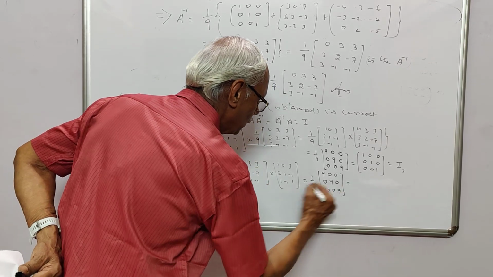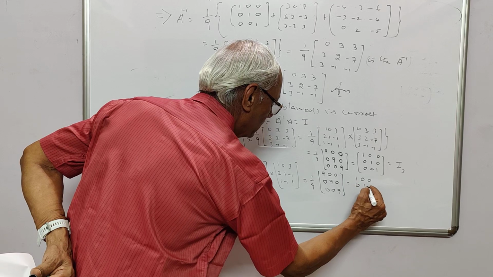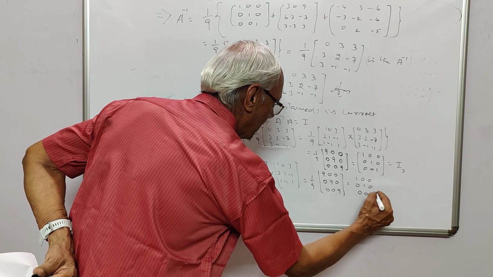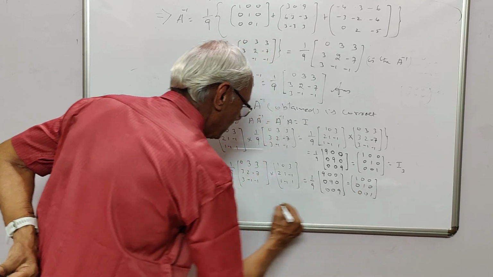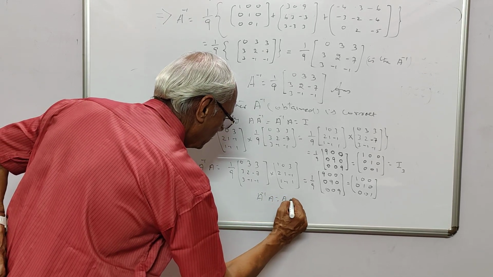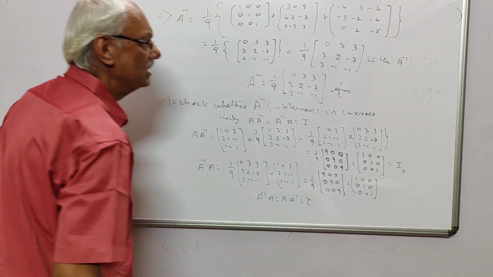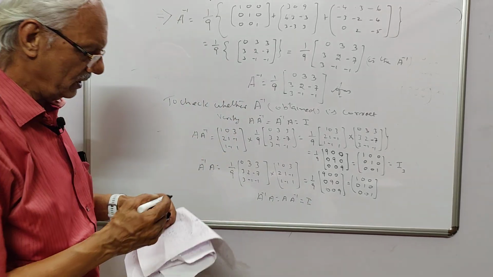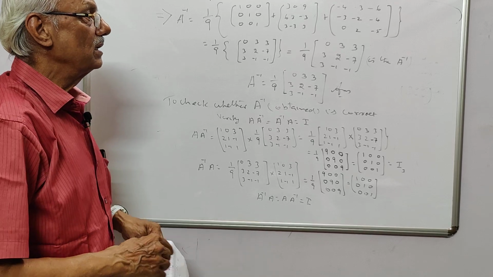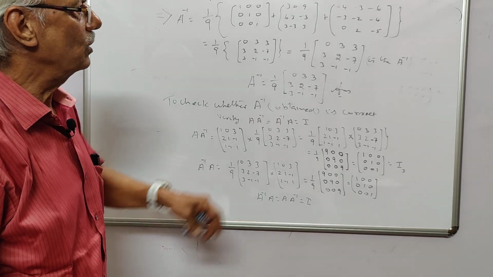So this is equal to, throughout divided by this, 1 0 0, 0 1 0, 0 0 1, and you find that A inverse A is equal to A A inverse is equal to I. So this verifies that the inverse of the square matrix we got is correct.